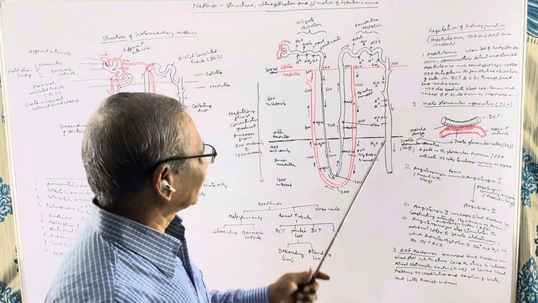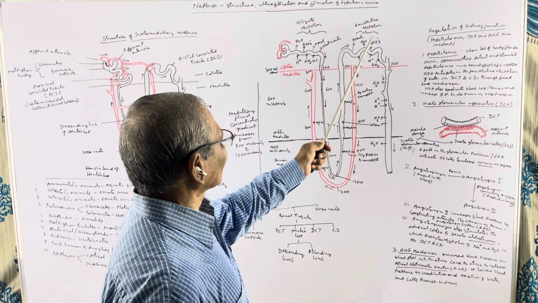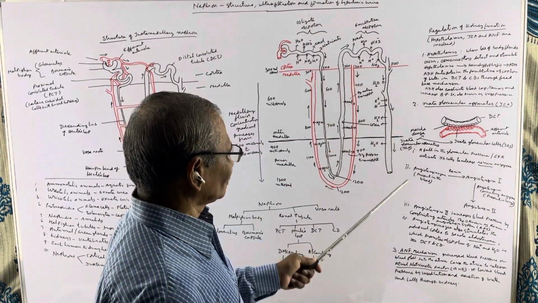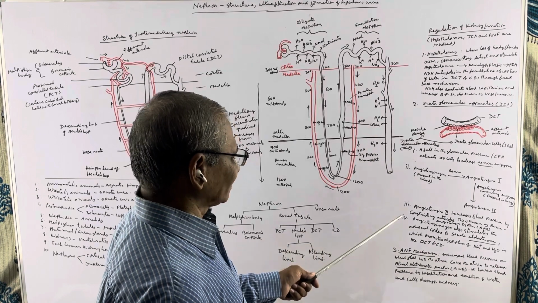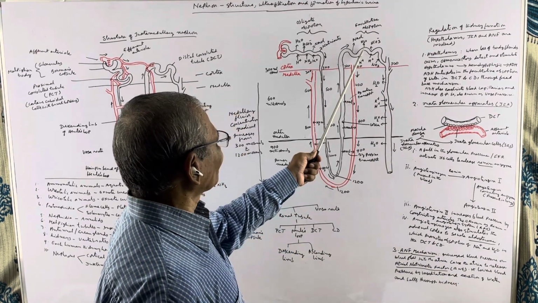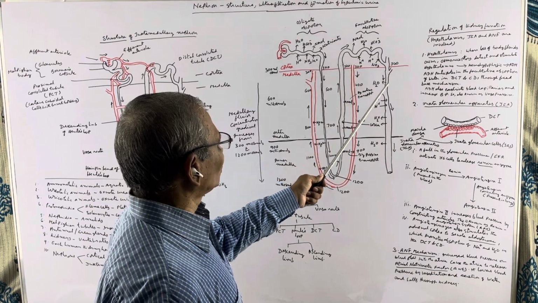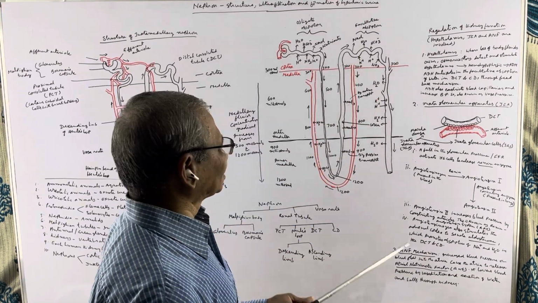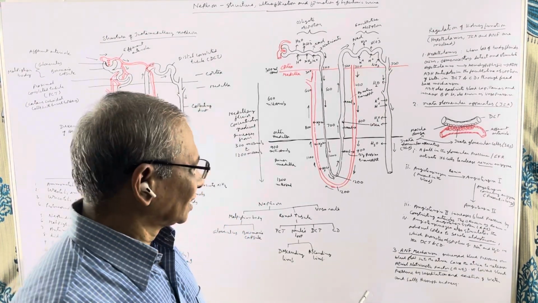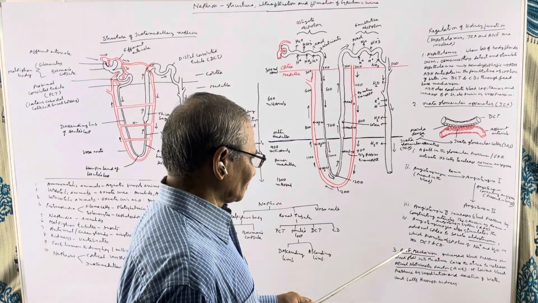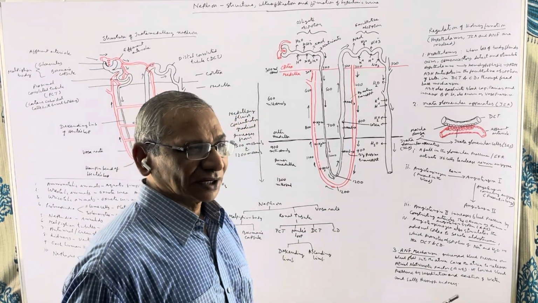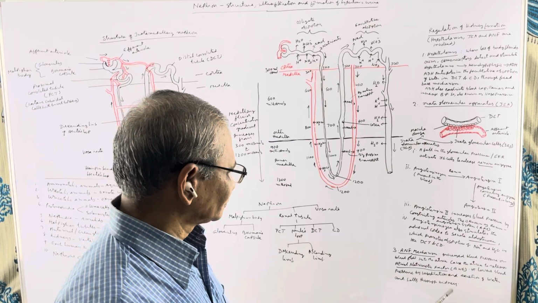I have told you the absorption of water and salts here and here is not obligatory but facultative. So whenever the blood pressure falls down, this angiotensin acts upon the distal convoluted tubule and collecting duct and helps in the absorption of water and salts from the glomerular filtrate. In this way, the blood volume increases and it comes to normal level.